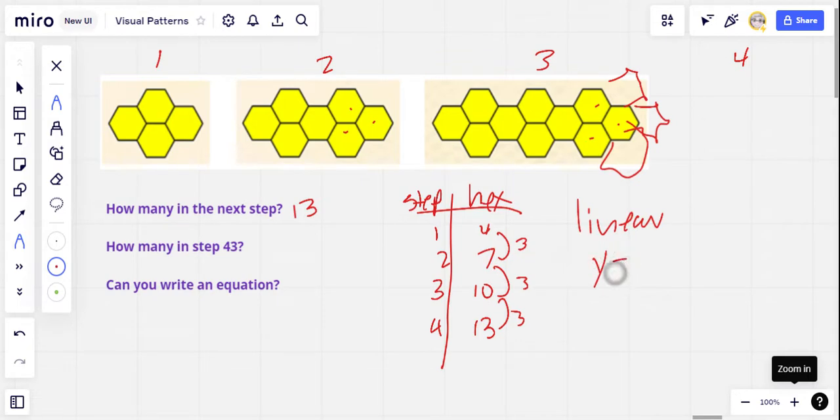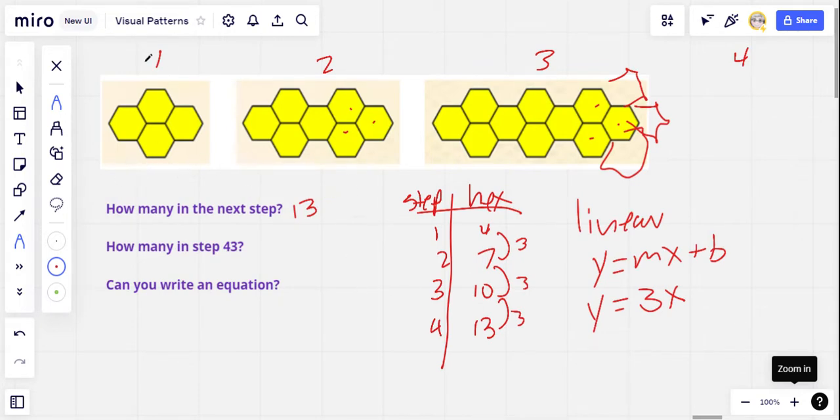And we can use the equation of a line to model it. So we'll use this. And in this equation, the m stands for slope. In a visual pattern, it is the rate of change from step to step. So the m is going to be the 3. The x is our step number. And the plus b is whatever else we need to add or subtract to make it work out with the number of hexagons that are actually there.